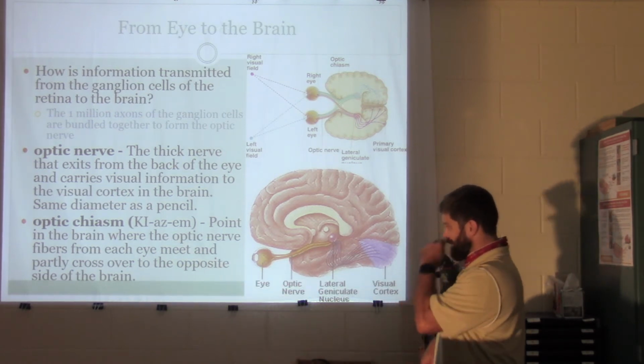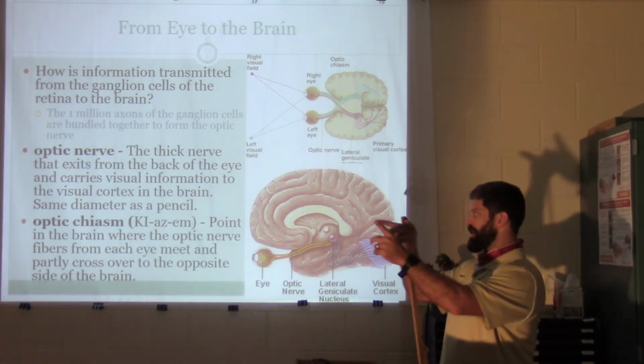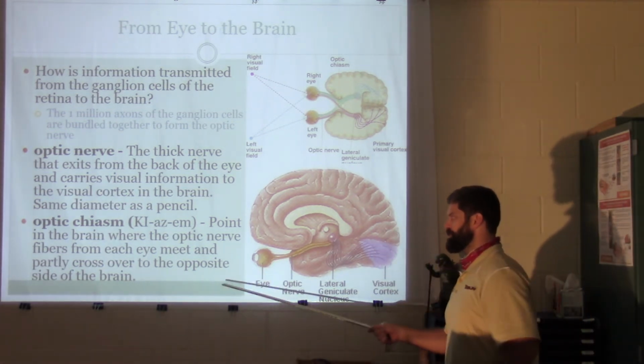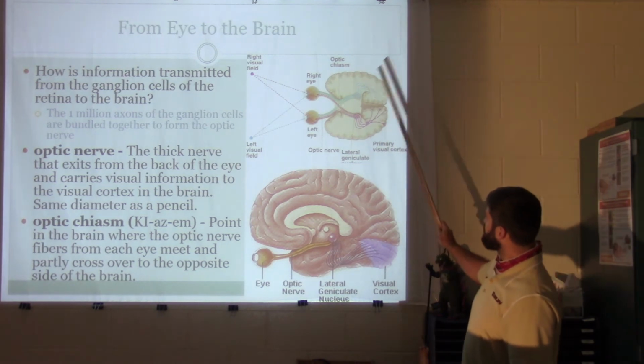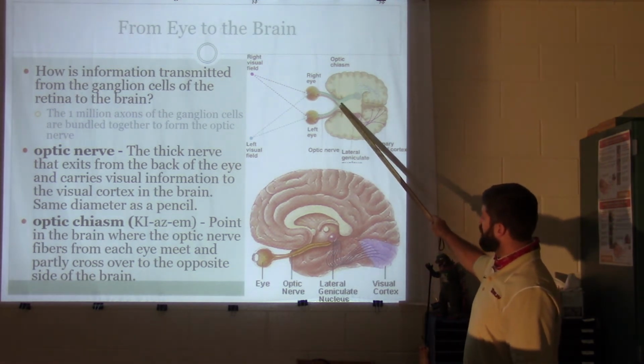Optic chiasm. So the point of the brain where the optic nerve fibers from each eye meet and partly cross over to the opposite side of the brain, here. And they cross over, okay?